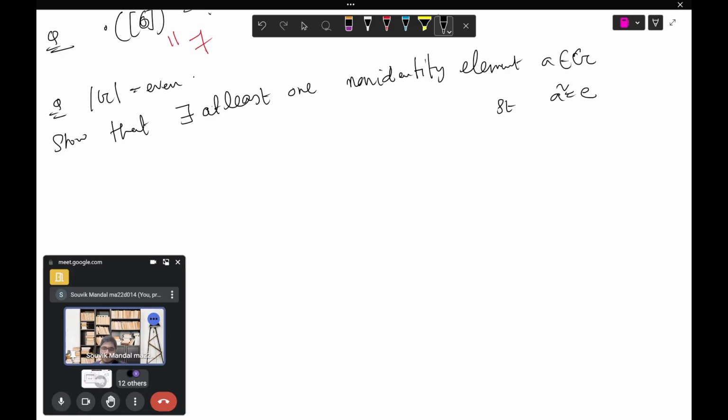Okay. This problem is really based on counting. So think it in your own way. Observe that a squared equal to e is the same as writing a equal to a inverse. Now think in some direction regarding counting.